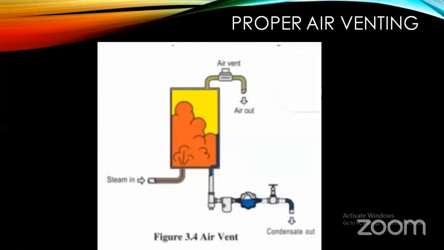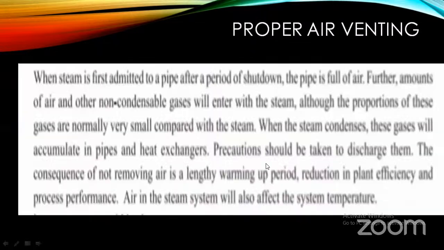So this is proper air venting. While the steam is given inside and the flow is there, along with the steam some condensable gases come, and also some air gets involved. So it needs to be drained out then and there. Otherwise, this will result in a reduction in efficiency. So proper air venting should be given. Then and there, almost in the main pipe at the end point, the air venting is given.